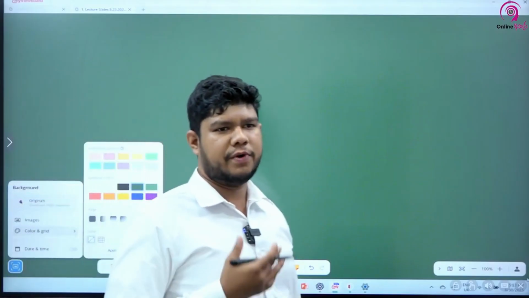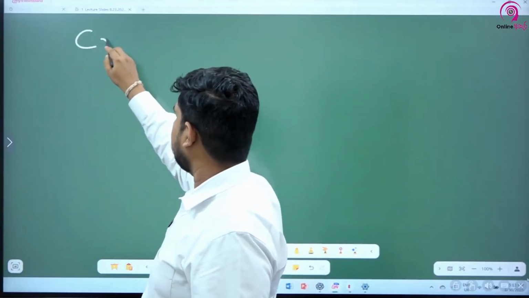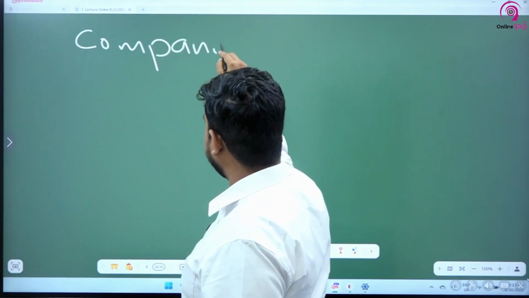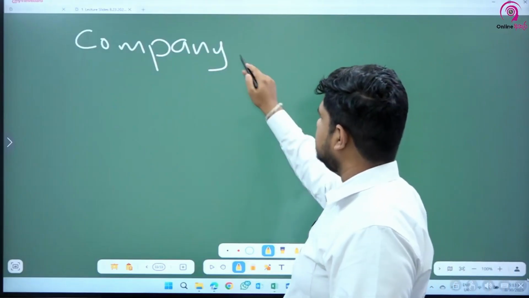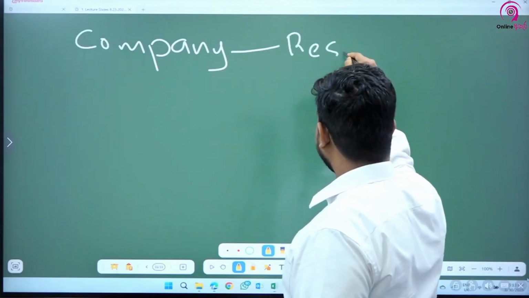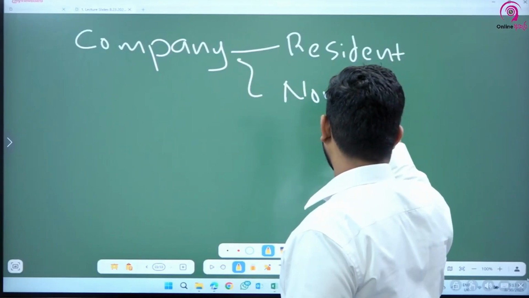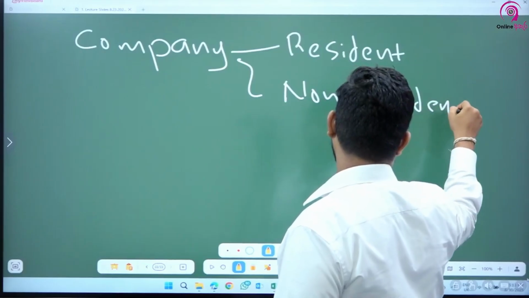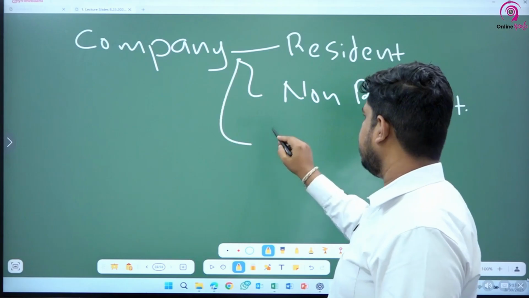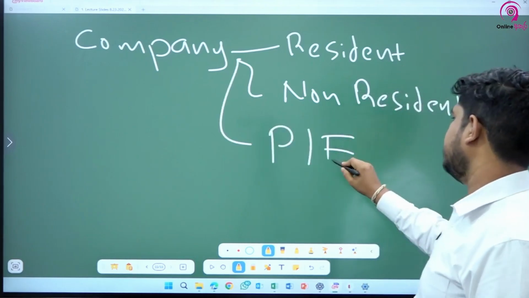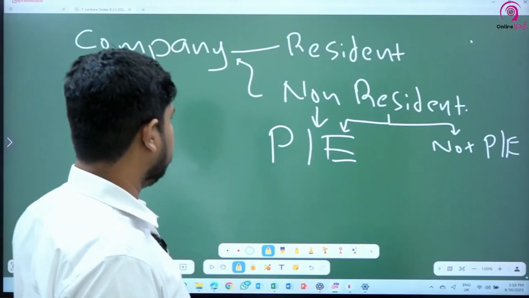You need to understand who is going to be taxed, right? This is a company. Company, not an individual. Who is the person? A company, right? Now then you have to understand, is it resident or non-resident, or PE? You need to understand whether it is a permanent establishment, PE. Right, students?